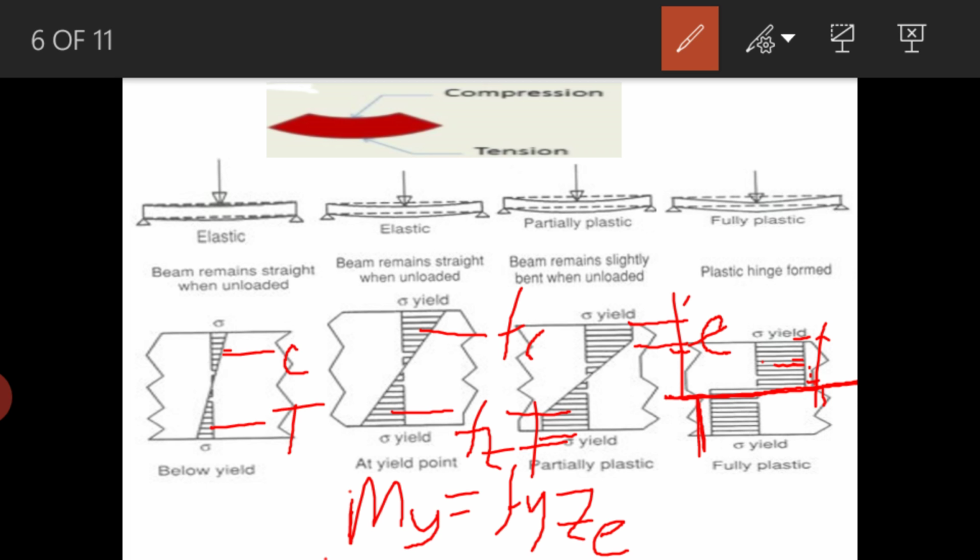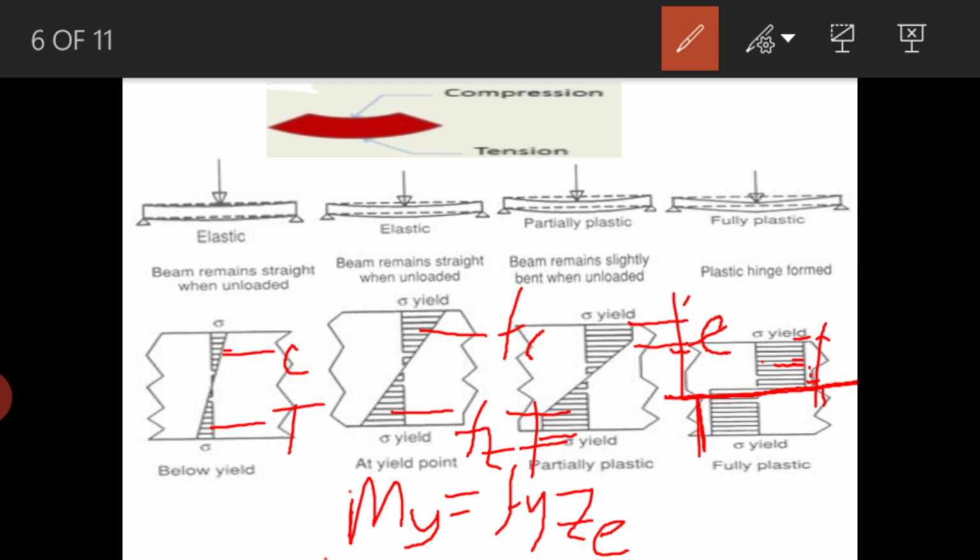In the third stage, what had happened? Only a few fibers had yielded, and the remaining fibers were in elastic condition, meaning they were still able to take the load. But when we increased the load further after the third stage, all the fibers have got yielded, and the yield has penetrated from both sides, from the tension zone as well as from the compression zone, towards the neutral axis. All the fibers have got yielded.